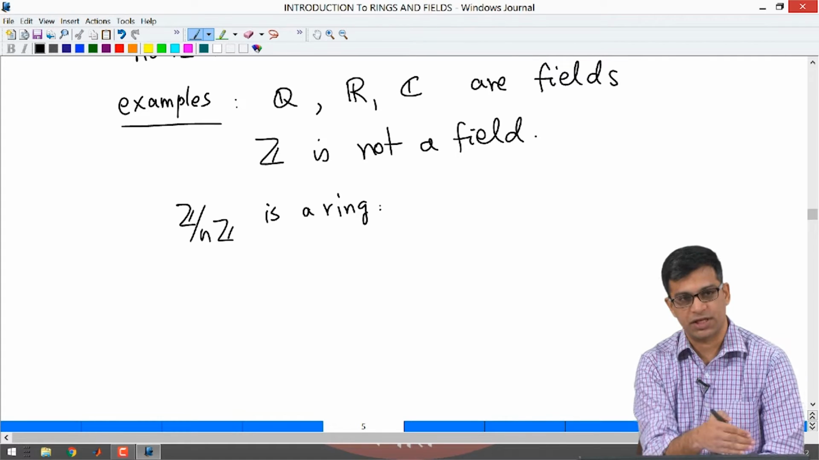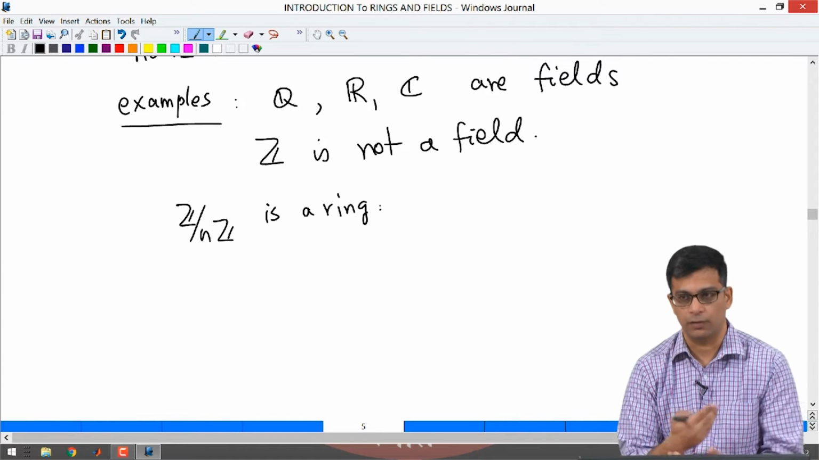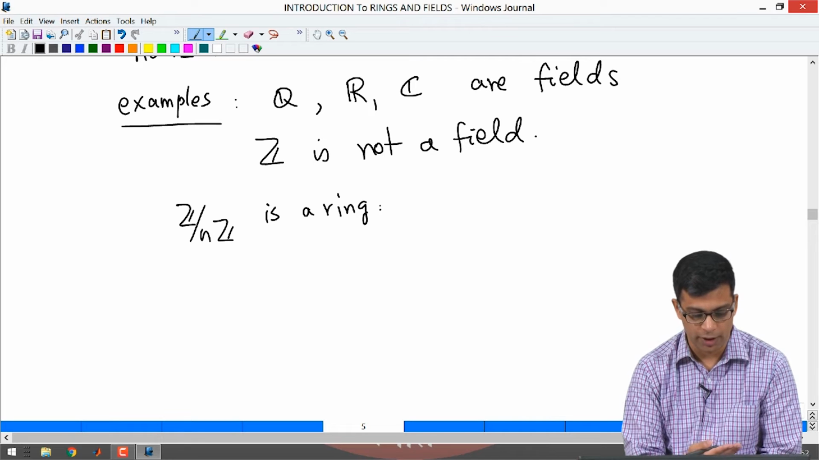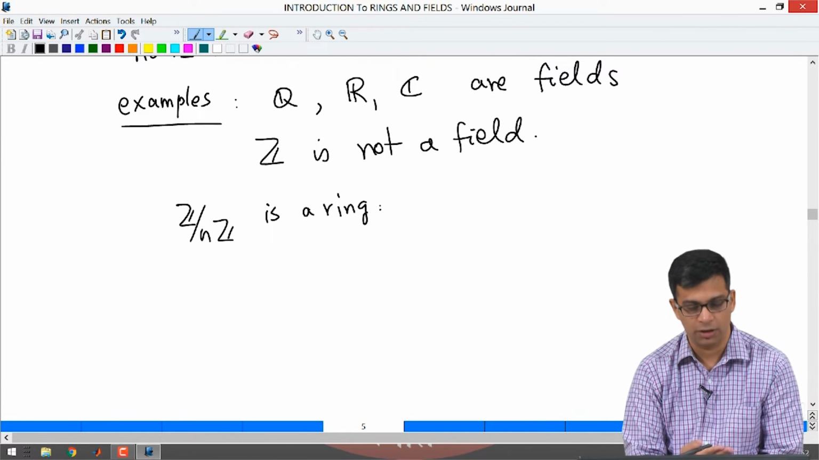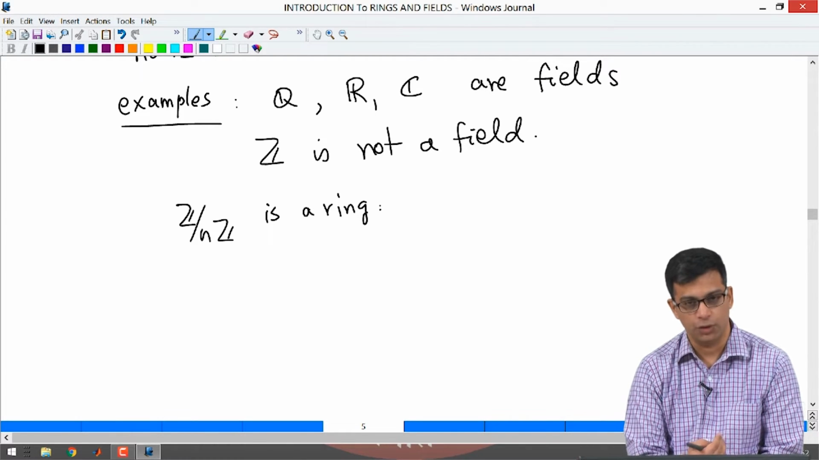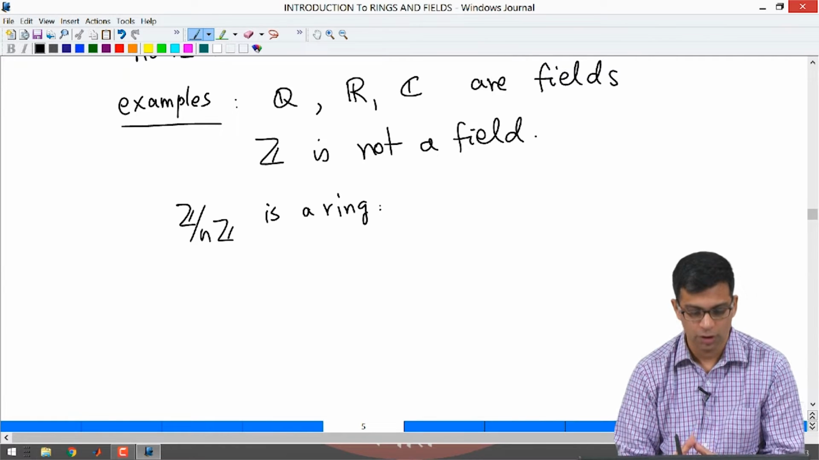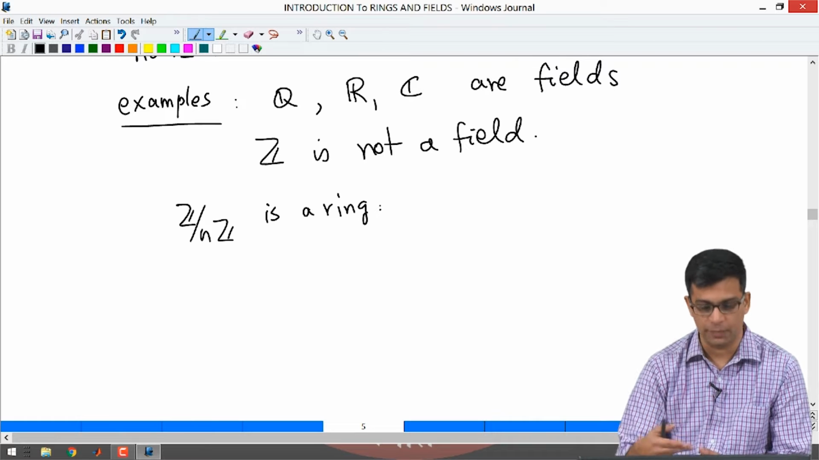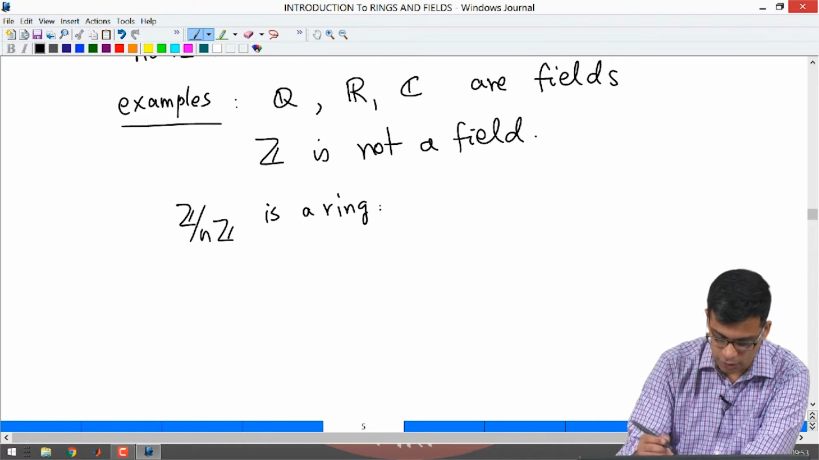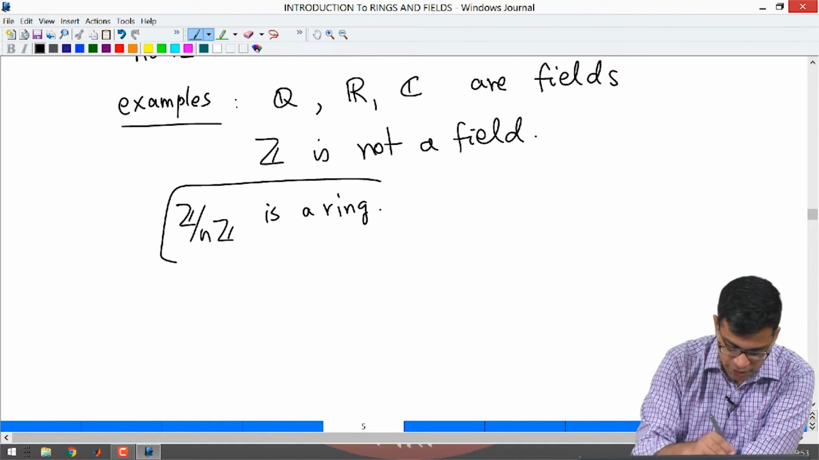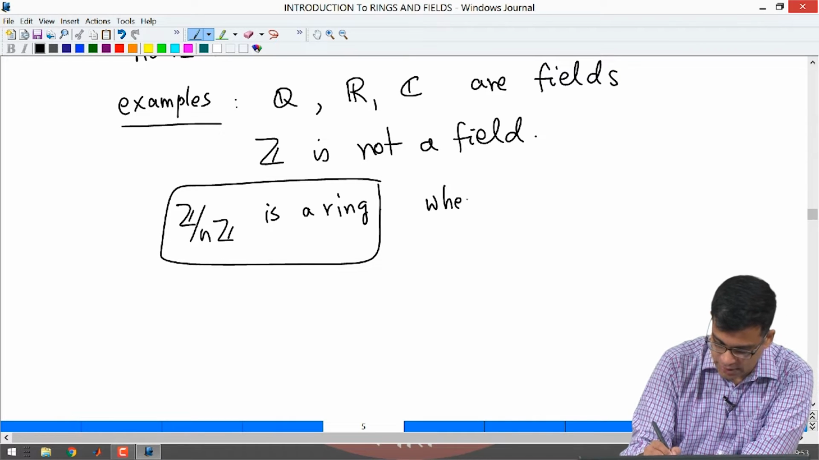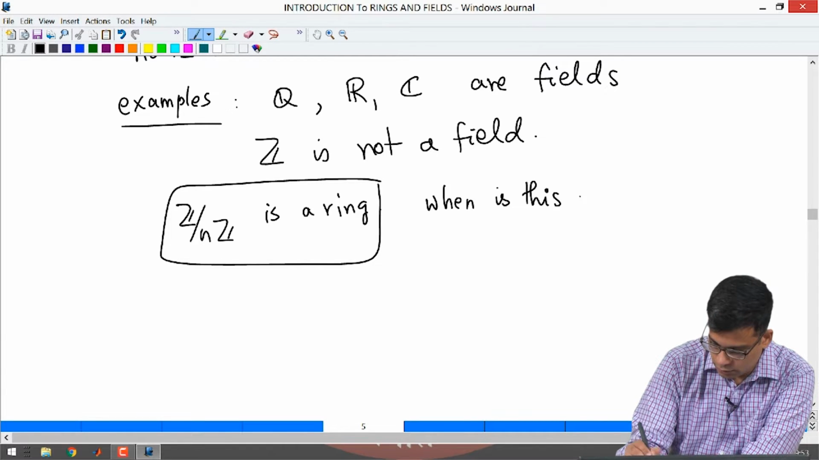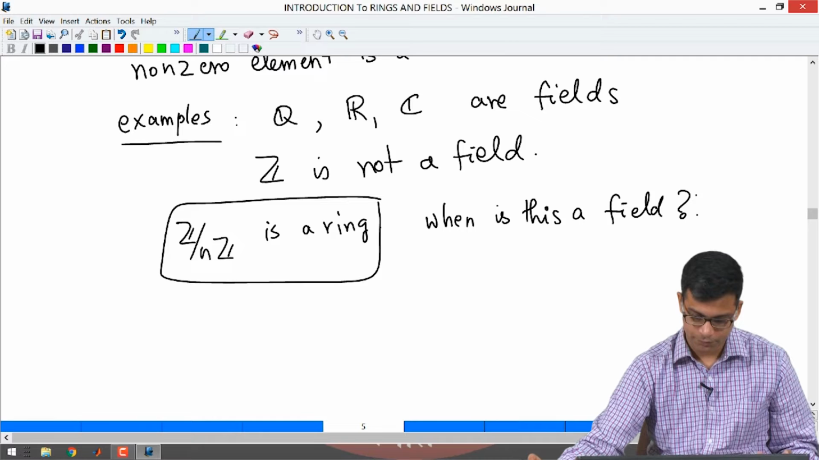The construction of the set is exactly what we had in the case of groups. You had the group of integers under addition, and the subgroup NZ. So, you take the quotient group. That is your underlying group on which we have defined multiplication, and we noticed that it becomes a ring under that multiplication and addition. So, the question is, when is this a field?